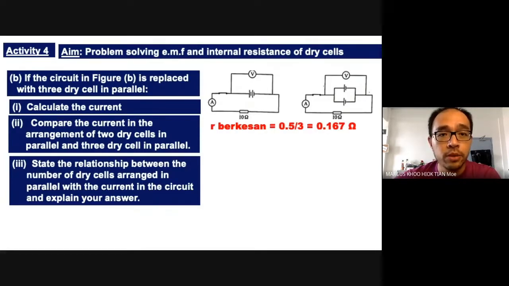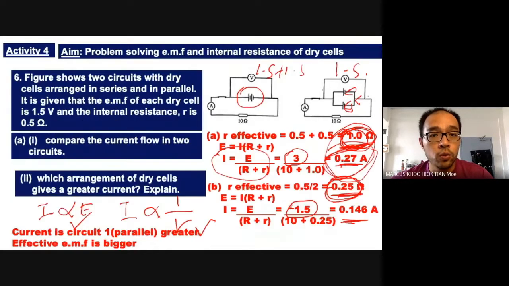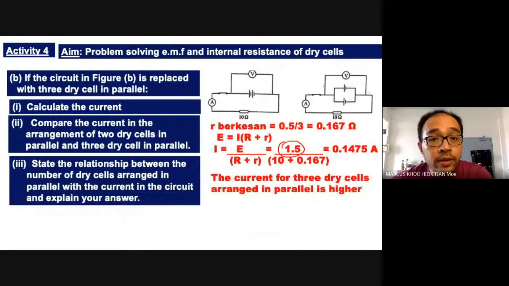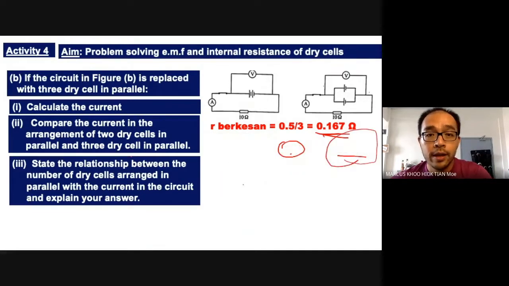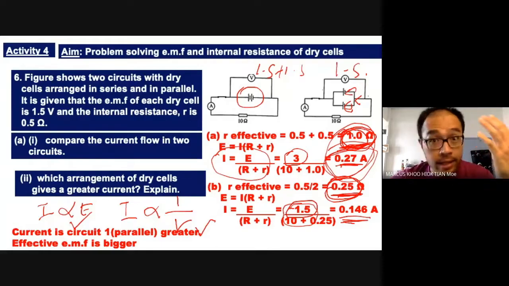Yeah, this question is also inside the textbook, but in this case, take a look. We find that when we compare the current in the arrangement of the 2 dry cells in parallel and 3 dry cells in parallel, mana ini? Okay, 3 dry cells in parallel. So if we have 3 dry cells in parallel, we find that the EMF is the same as the 2 each one. EMF is the same, but now the internal resistance is different. And so we find that the current for the 3 dry cells arranged in parallel is bigger. Ini adalah 0.1475, yang tadi adalah 0.146. Very small difference lah, because internal resistance is very small. But there is still a difference. 0.1475 is still different than 0.146.